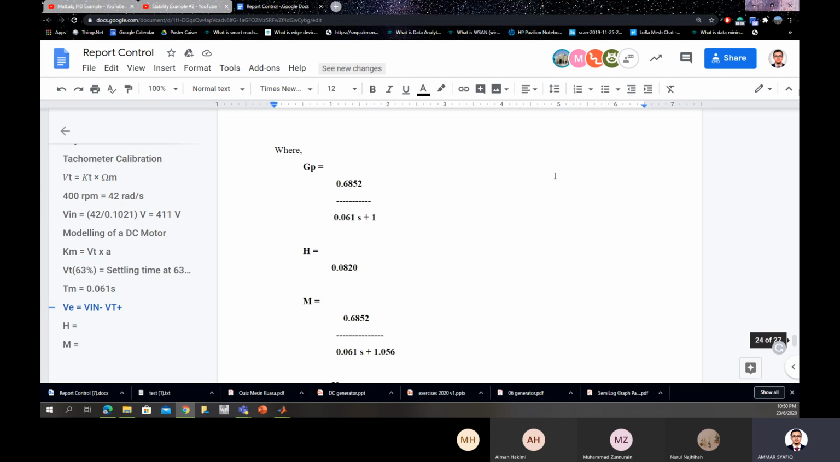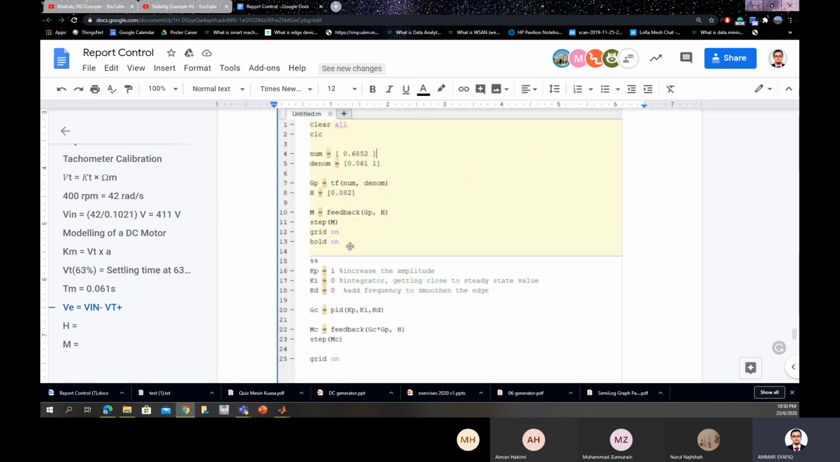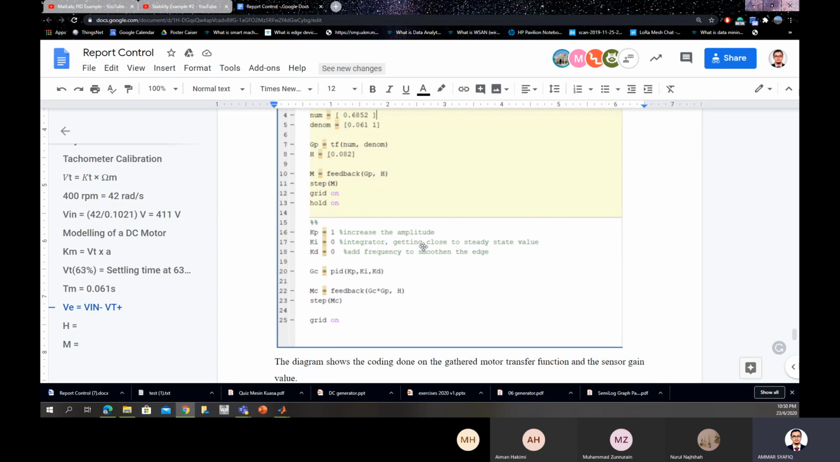So our PID controller is useful only to tune the KP value. The KI and KD are useful for second order, where the integrator will increase our output closer to the steady state value, and the KD adds damping to the overshoots to smoothen the edge.